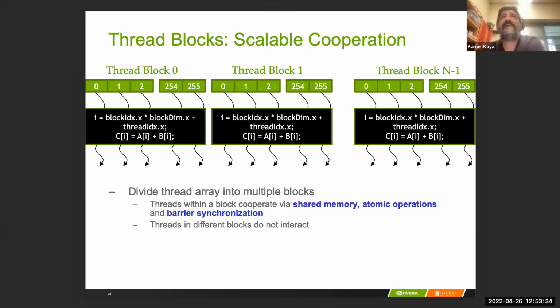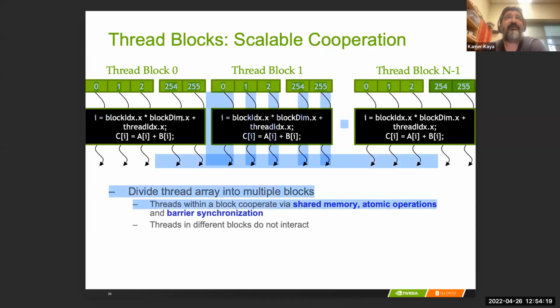So let's visualize better. Thread block 0, thread block 1, thread block n-1. Suppose that you have 256 times n elements in your vectors. So I am initializing 256 times n threads, which are organized in n blocks, and the block dimension is 256, okay? So the threadIdx.x for the first thread here is 0. Again, the threadIdx.x for the first thread is 0. Again, the threadIdx.x for the first thread in block n-1 is also 0.